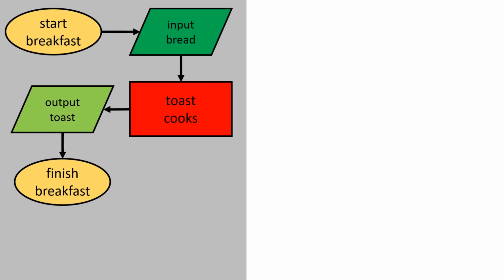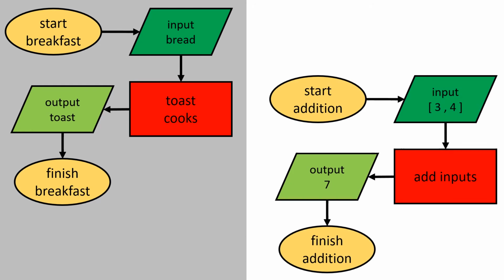Let's see a couple of quick examples. In our breakfast algorithm, we could start breakfast and then input bread. Then the process is the toast cooking, and so bread becomes toast, and so we output toast before we finish our breakfast.